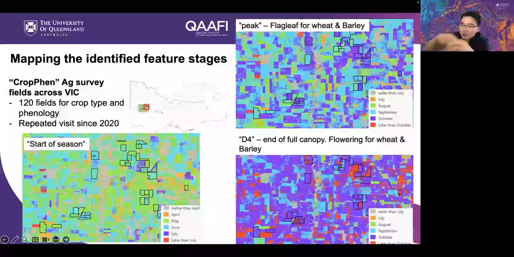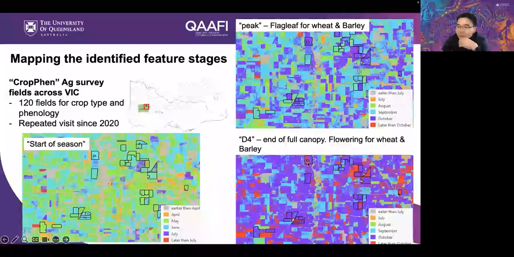Because with this method we have developed, we are now able to map all these key growth stages on a large scale. And the maps shown here represent the application of this method to our surveyed fields across Victoria. These maps highlight again the substantial variations in several critical growth stages, for example, the start of season, the peak, and also the D4 features.